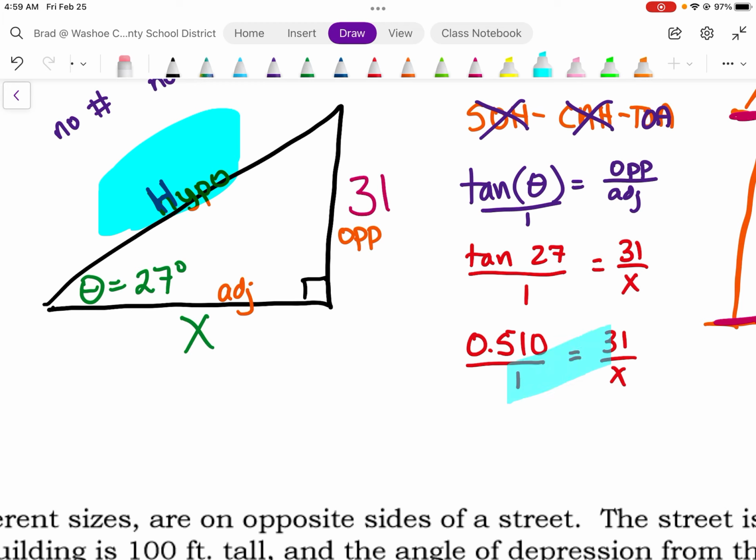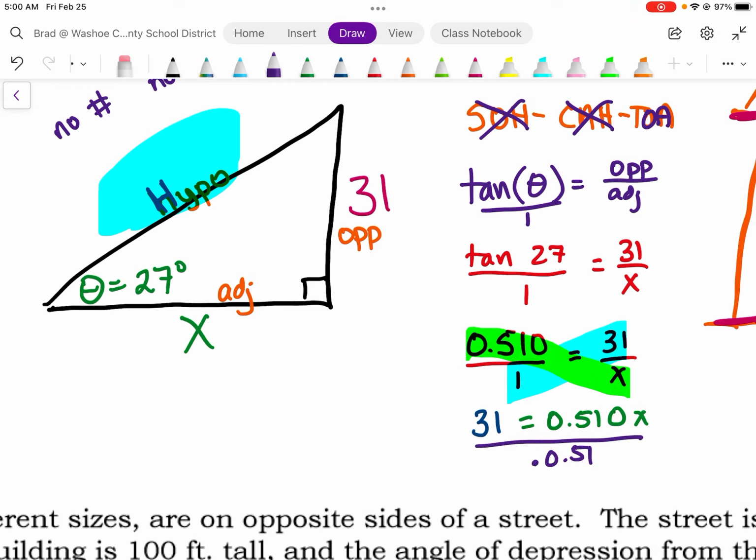So we're going to cross multiply here. 1 times 31 is going to be 31. And then when I cross multiply this way, we're going to get 0.510x. And then we'll go ahead and divide both sides by that decimal, 0.510. And we're going to go ahead and get our answer.